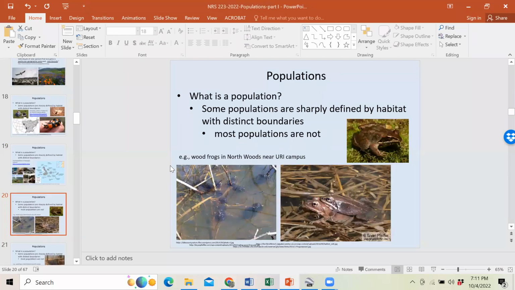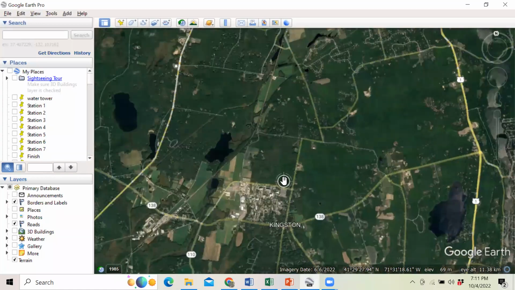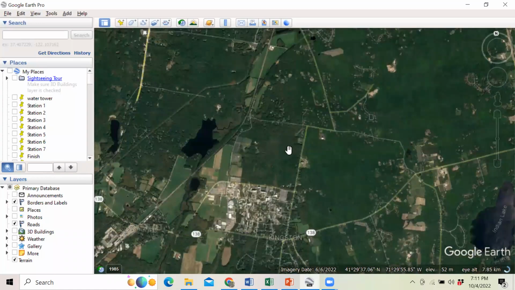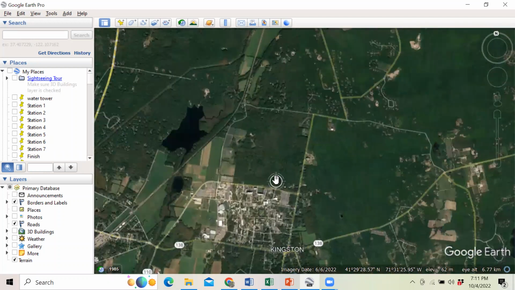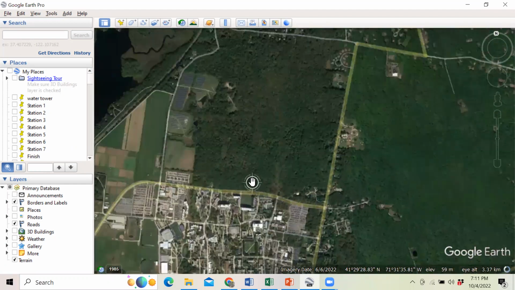But most populations are not like that. So for example, let's just take a look here. It's a really common species around here, which is wood frogs. So here's North Woods, north of campus there.